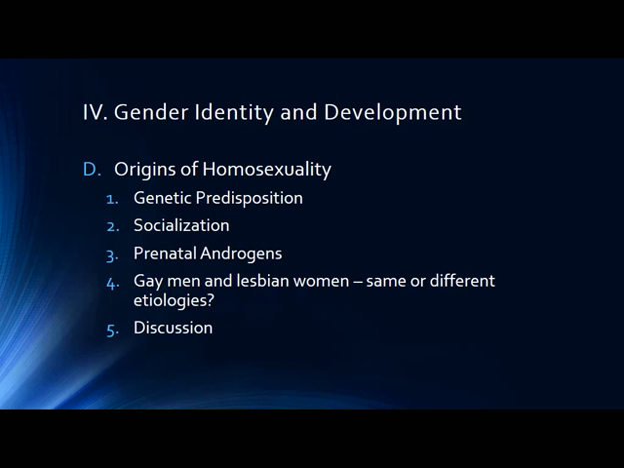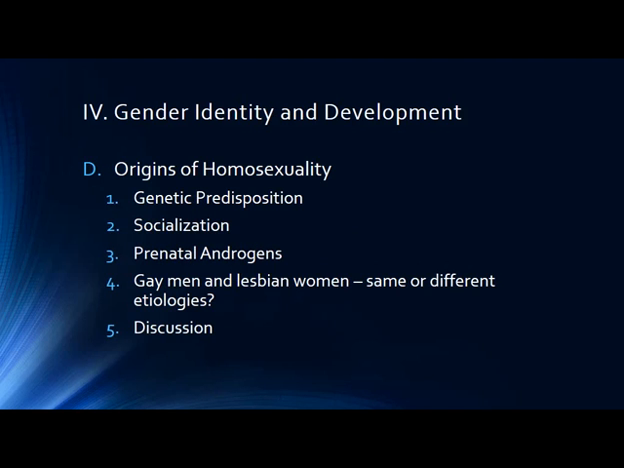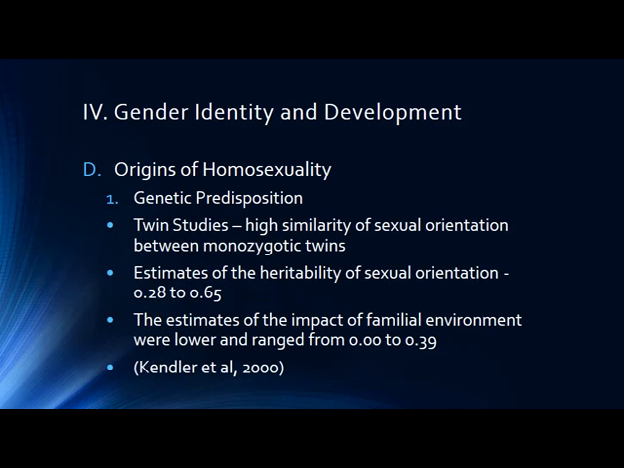So that's a brief introduction to gender. We'll talk more about gender in a minute. I want to slip into talking a little bit about sexual orientation as we're talking about development. We're going to talk about the potential for genetic predispositions as a reason for homosexuality, social explanations. Talk about what is really the current favorite hypothesis, which is related to the levels of prenatal androgens. Talk about this question of whether gay men and lesbian women have the same sort of cause, etiology, is it different, does it matter, etc. Let's start with this question of genetic predisposition.